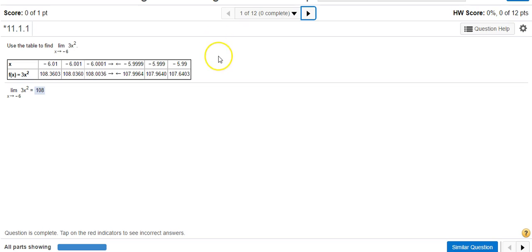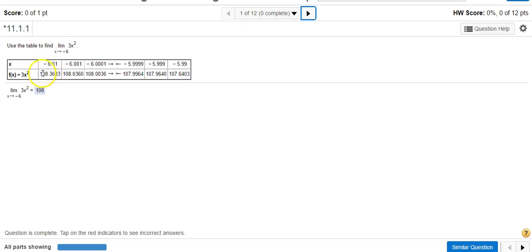So here's the first question on the assignment. And what's really nice about the MATLAB one, and you should be able to get through it very quickly as a result, is that they have already filled in the table for you guys. So they said they wanted you to plug the number -6 into the function 3x squared. So you pick a number that's very close to -6, like -6.01. Put that into your calculator, it's going to be some ugly decimal.